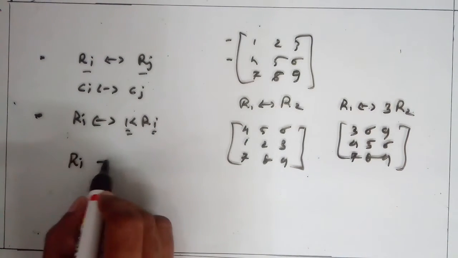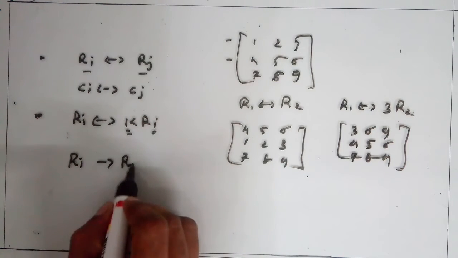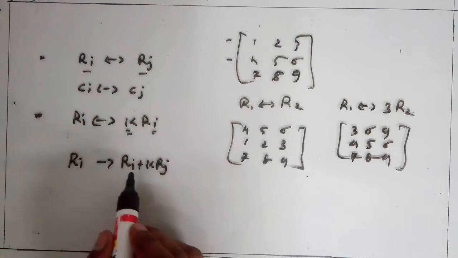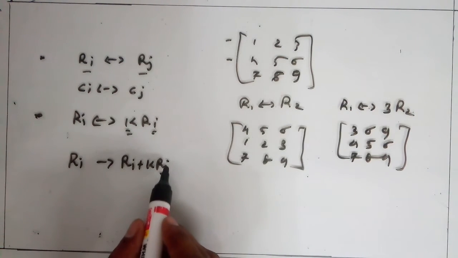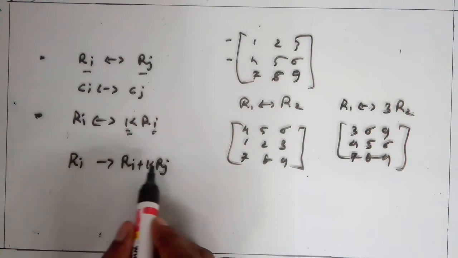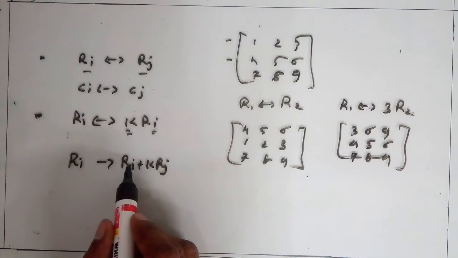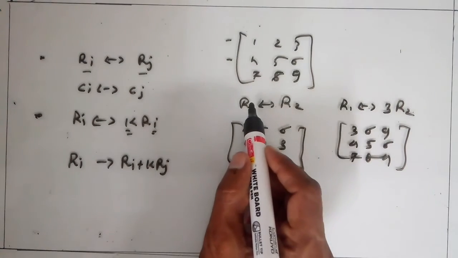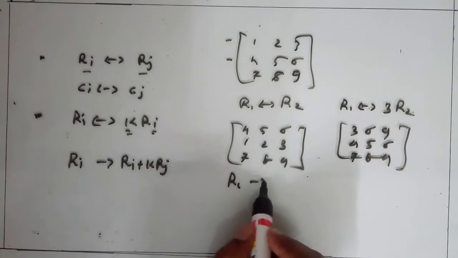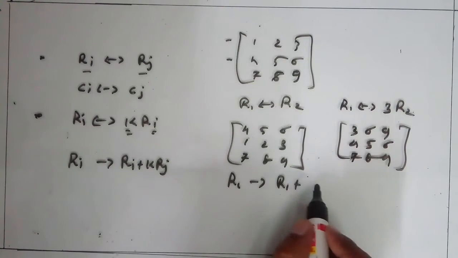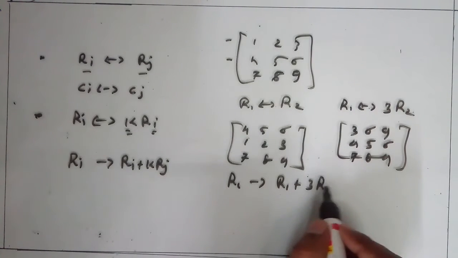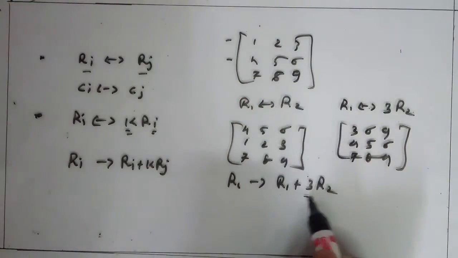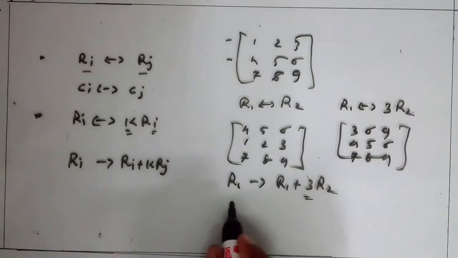Ri implies Ri plus k Rj. That is multiplying each entry of the jth row by k and adding to the corresponding entries of the ith row. Like R1 implies R1 plus 3 R2. So multiplying each entry of the second row by 3 and adding to the first row.